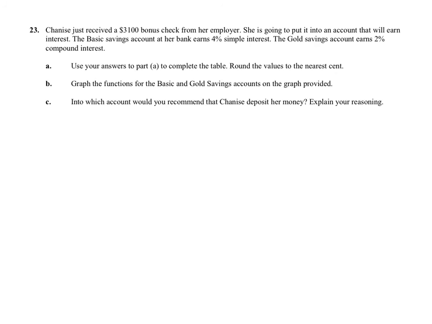Okay guys, here's the last problem on our review. We've got to make some changes to this problem. First, we need to cross off the graphing because we're not going to graph these functions, and we need to change this 2% to 3.1%. So we're going to have 4% here, and this one's going to be 3.1%.